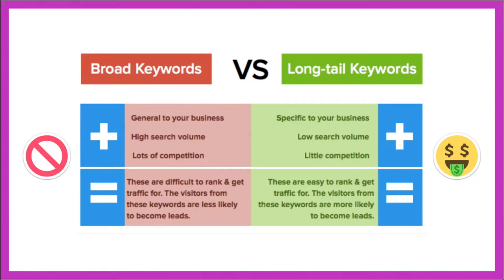So broad keywords are general to your business, have a high search volume, and lots of competition. They're difficult to rank for and get traffic for. The visitors from these keywords are less likely to become leads as well. Long tail keywords are specific to your business, have low search volume, and little competition. These are easy to rank for and get traffic from. The visitors from these keywords are more likely to become leads as well, hence the money emoji.